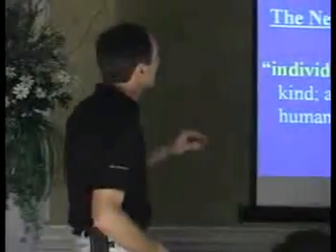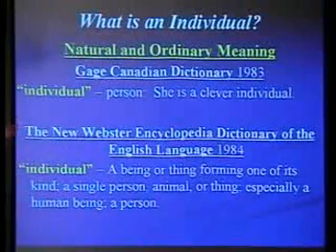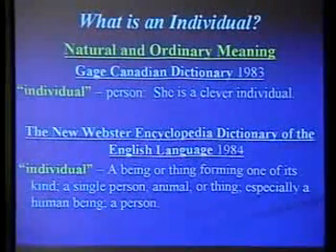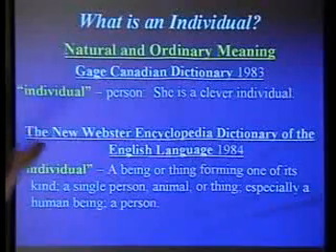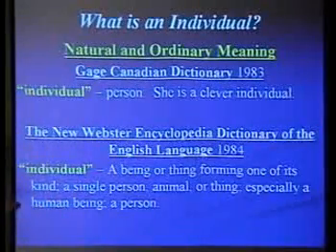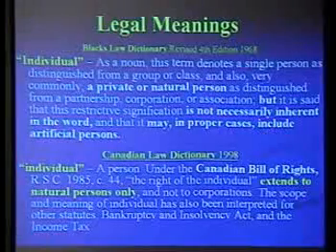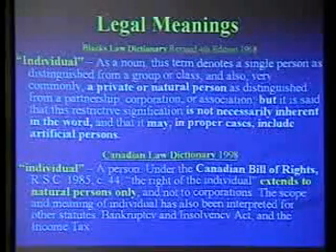Okay, another way we need to look at it, it's nowhere near as complex, is this word individual. What's the natural and ordinary meaning of individual? Person, she's a clever individual. So that's how we see it. A being, a thing, forming one of its kind, a single person, animal, thing. So this is the real world use of the word individual. When we go into the legal world, it really hasn't changed that much, but it starts focusing a little bit.